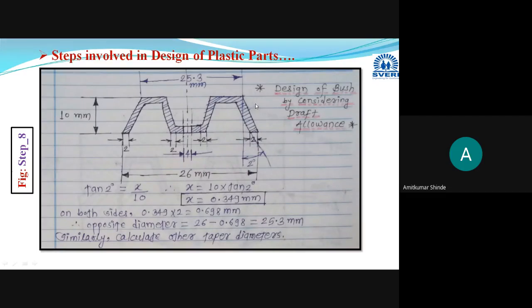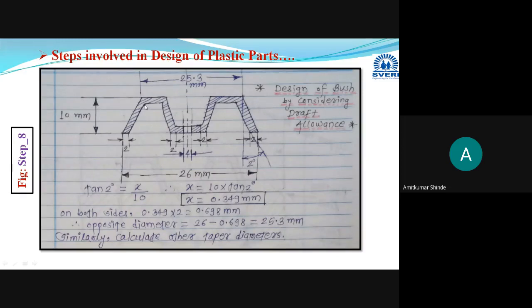We have calculated this horizontal distance, that is x, from this point to this point, with the help of tan 2-degree. Tan 2-degree is equal to x divided by the total height 10, and this x will be 0.349 millimeter from both sides. This center portion will remain 25.3. This is the modified design of the bush by considering the draft allowance.